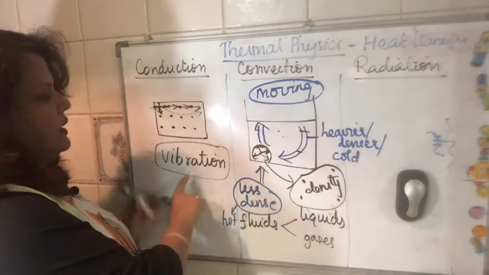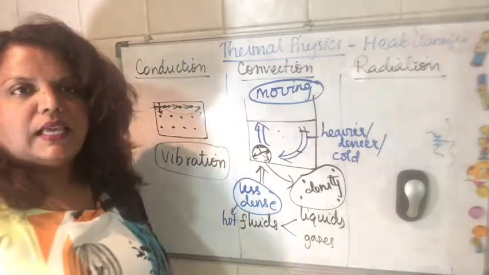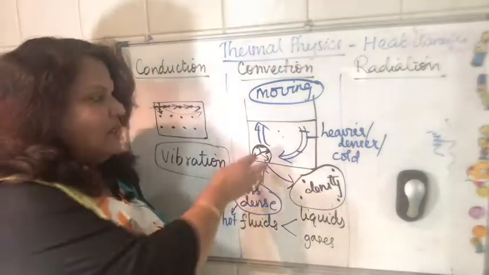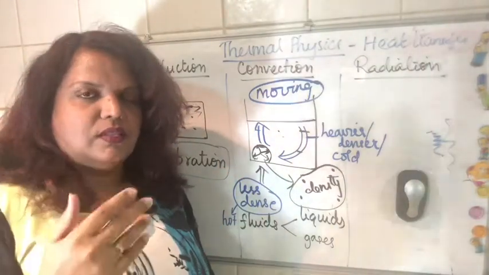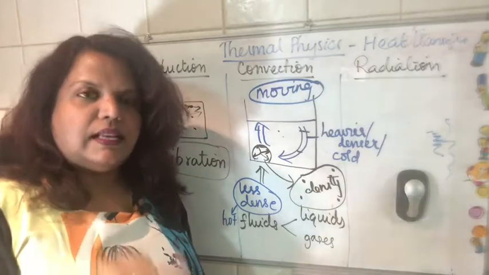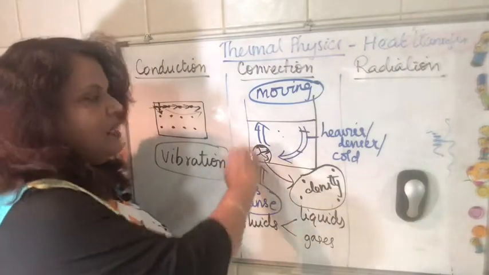See the terms? Here it's only vibration, here the molecules can move. So why do they move? Because they have gained energy, they are less dense. Keep this sentence alone, please concentrate. They are less dense, they are lighter, they are hot, they rise up.